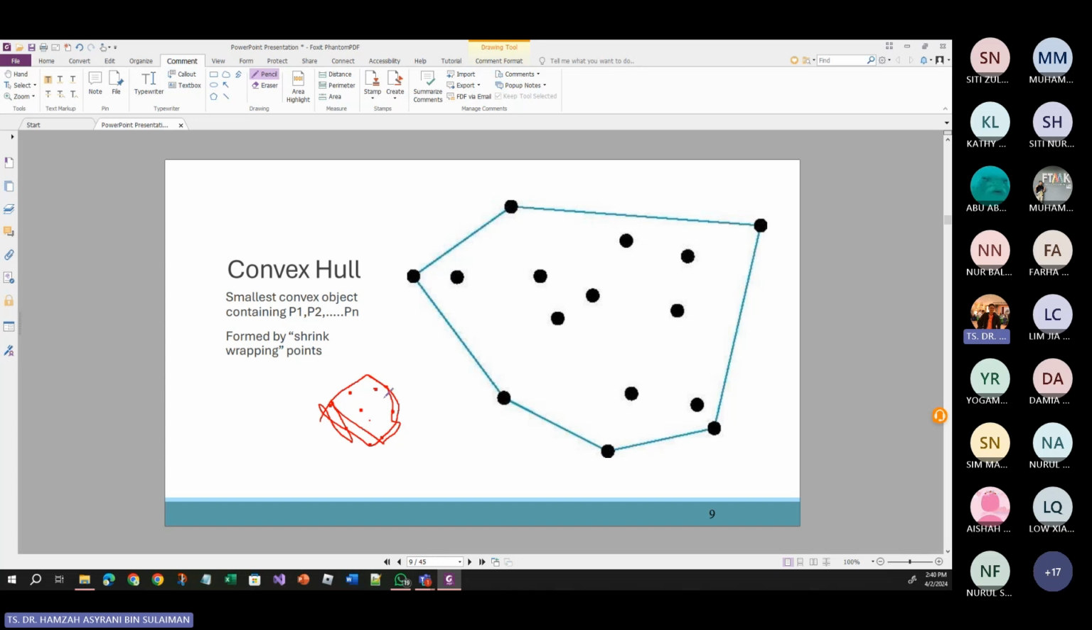Saya ikut shape pen ni pakai mouse susah. Kalau pakai pen yang tak tu lah. Okay. So dipanggil sebagai convex hull.